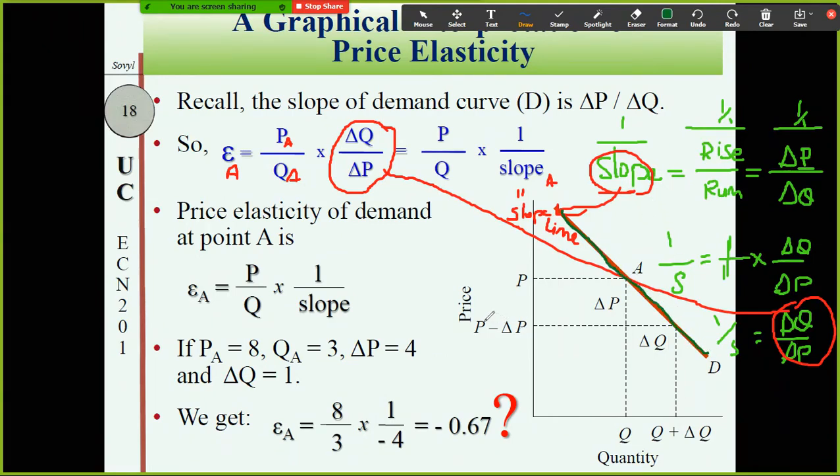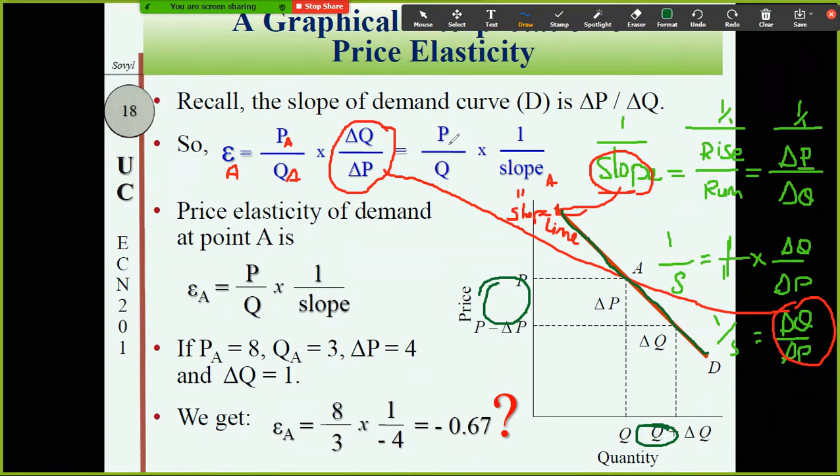We get the change in vertical, which we call rise, divided by the change in horizontal, which we call run. We want to get this rise over run. It should be the change in P over change in Q, but our formula is not change P over Q, but change Q over change P. That's why, in order to have the same picture as this one, we need to convert this into change Q over change P. So we need to make an inverse.